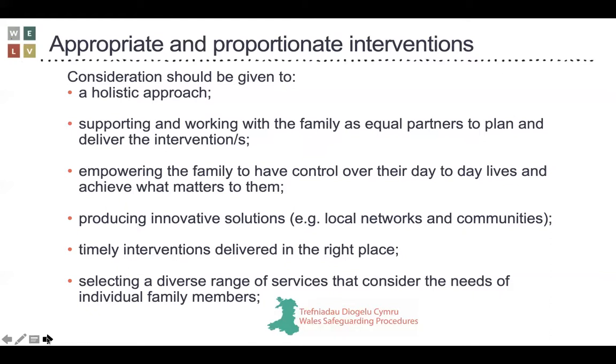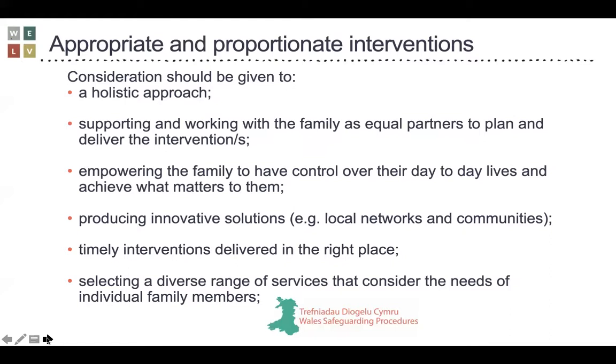Not seeing the child in isolation, but supporting and working with the family. And in doing so, that we're working with them as equal partners to plan and deliver the interventions. In doing this, we're empowering the family to have control over their day-to-day lives and achieve what matters to them, and more importantly, achieve what matters to the child. We should be considering innovative and creative solutions.